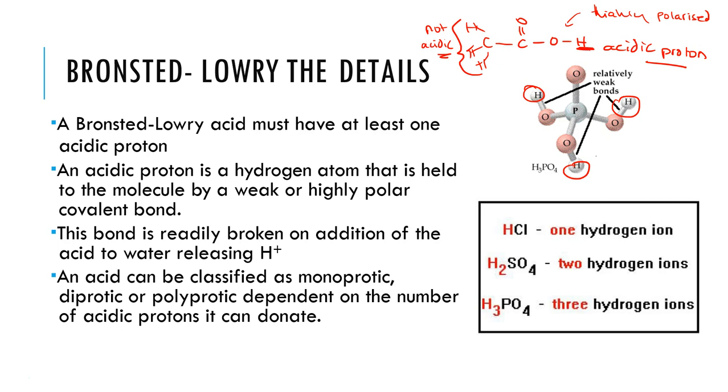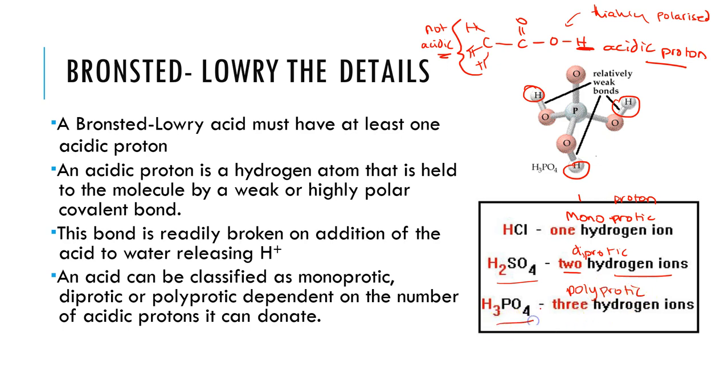Our acids can be classified as monoprotic, okay, which means it gives up one proton. An example of that is hydrochloric acid or ethanoic acid. They can be diprotic, which means di being 2, they give up 2 protons, and an example of that would be sulfuric acid. Okay, or they can be polyprotic, where they give up 3 or more.